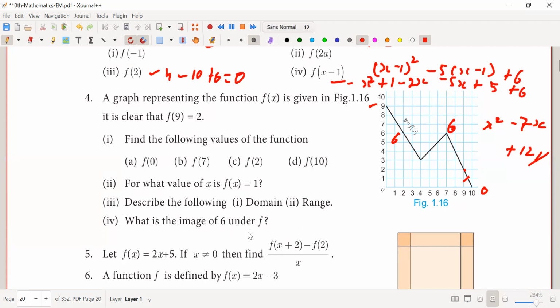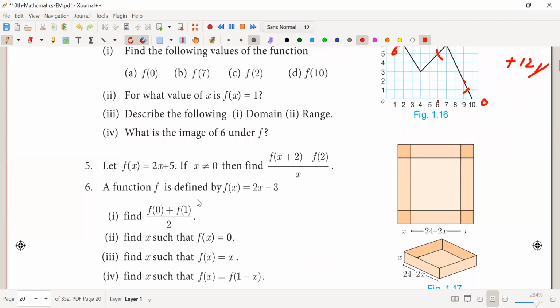What is the image of 6 under F? Image of 6 is 5. If they ask the pre-image of 6, then where this line cuts, 2 and 7. Okay, 2 and 7. Right? So this is what the result is.